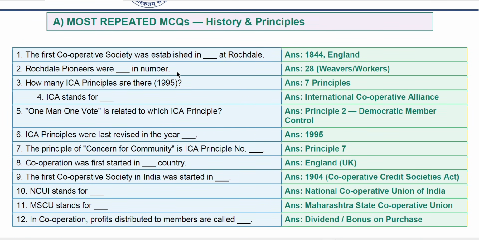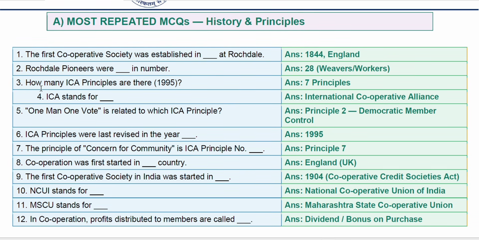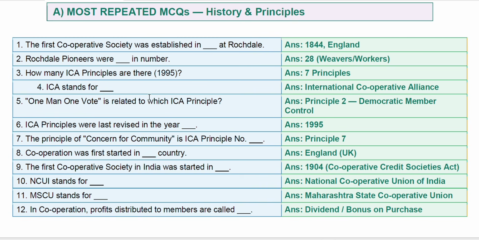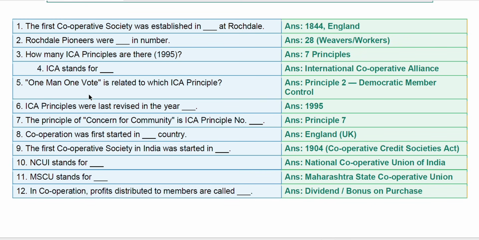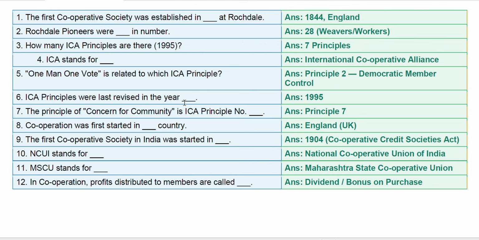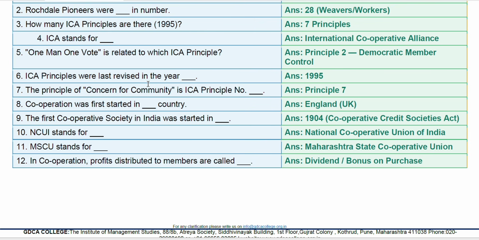The first cooperative society was established at Rochdale, 1844, England. Rochdale Pioneers were 28 in number, weavers or workers. How many ICA principles are there in 1995? 7 principles. ICA stands for International Cooperative Alliance. One man, one vote, or rather one member, one vote, is related to which ICA principle? Second principle, democratic member control. ICA principles were last revised in the year 1995. The principle of concern for community is ICA's principle number 7, the last principle.